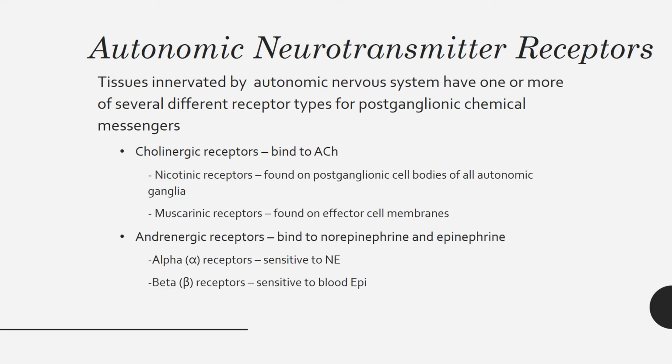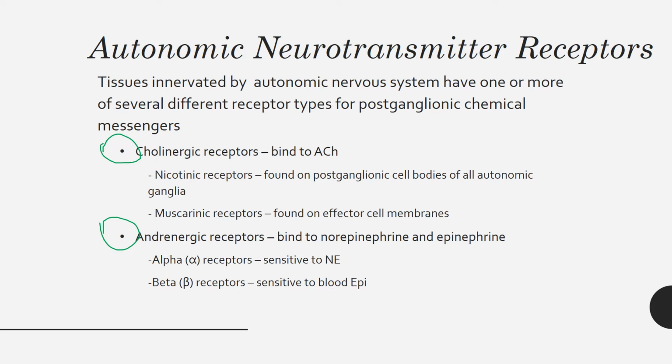Tissues within the body are going to respond to the autonomic nervous system depending on the type of receptors that they have and also on which neurotransmitter or neurohormone is released. Let's talk about the two main types. First is cholinergic, and the second is adrenergic. Cholinergic receptors bind to acetylcholine, and within that we have two different types: nicotinic acetylcholine receptors and muscarinic acetylcholine receptors.